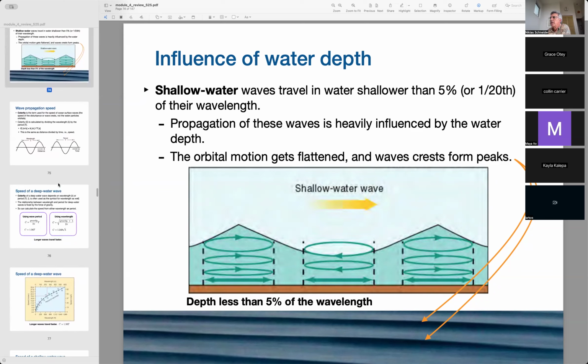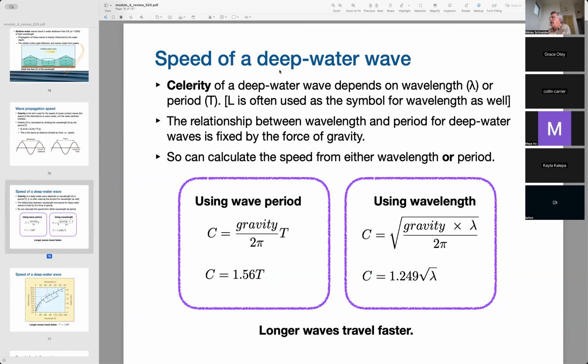Now, the speed of these waves again depends on their character. For the deep water waves, so the waves that are in waters much deeper than their wavelengths, the speed depends on their wavelength, such that longer waves travel faster than shorter waves. The speed of the wave is given here by these celerity relationships, between the speed and either the period of the wave or the wavelength of the wave. You can see that these have different relationships between C and T and the wavelengths.